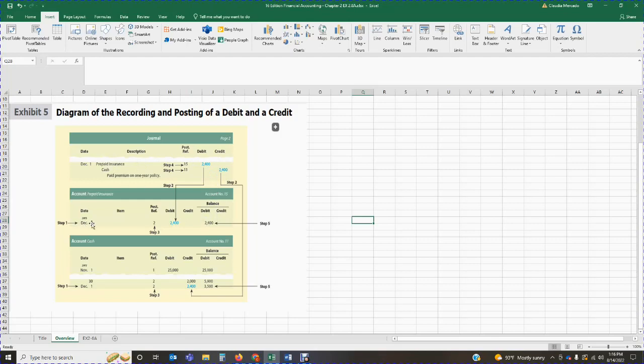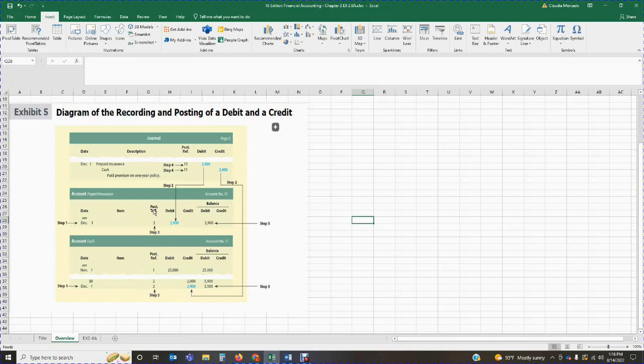The first thing we do is we bring in the date. We need to make sure that we record the date the transaction occurred. Step number 2 is we're going to bring in either the debit or credit information to the corresponding columns. Step number 3, we are recording our post reference. Our post reference on the general ledgers is your journal page number.